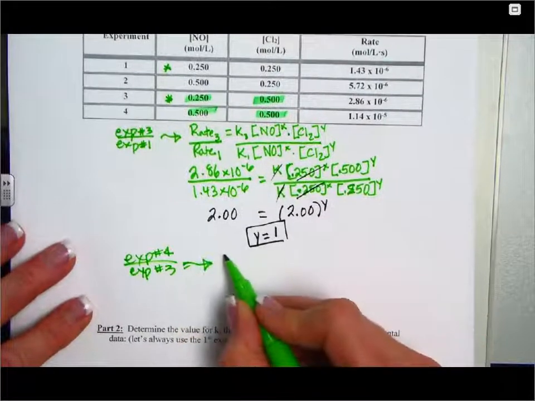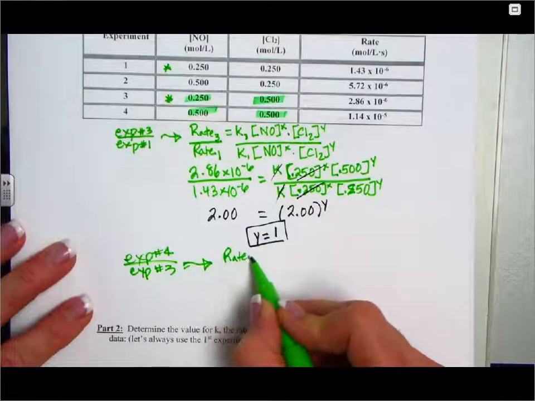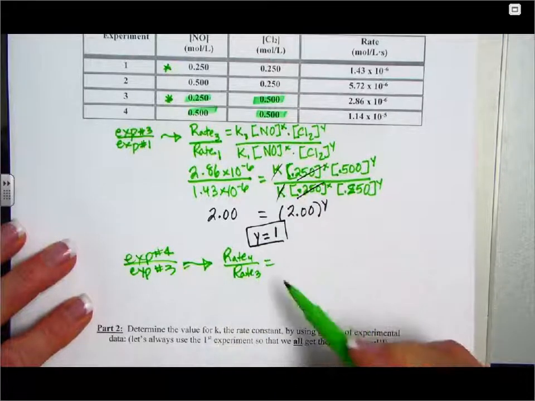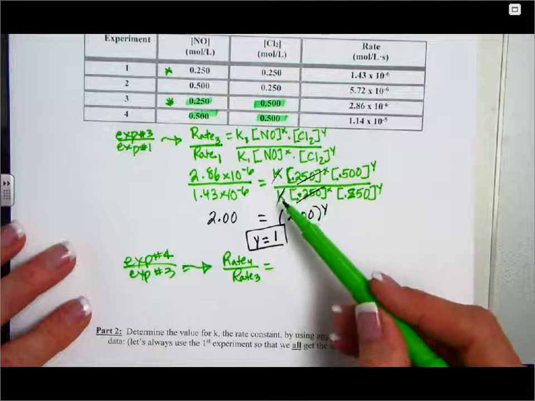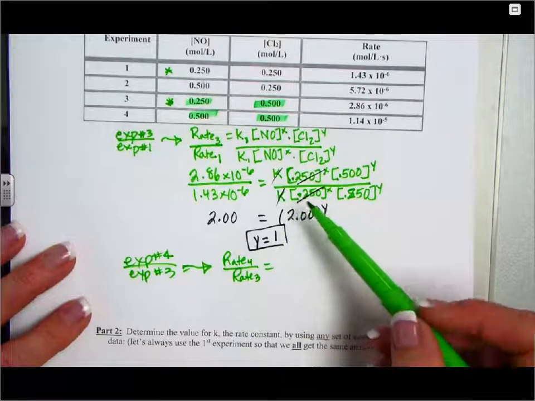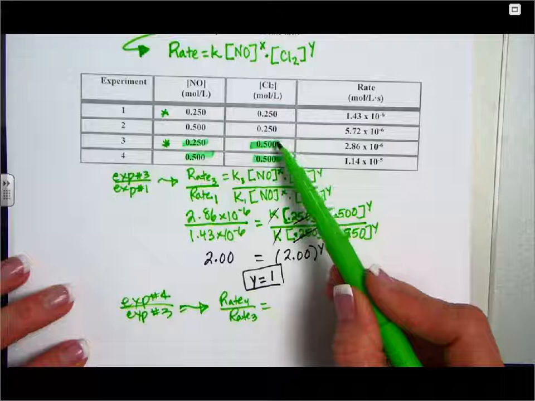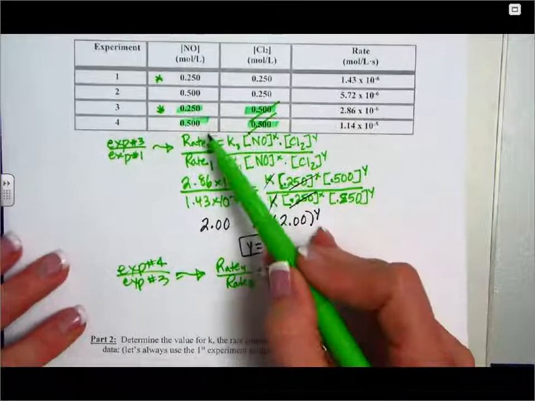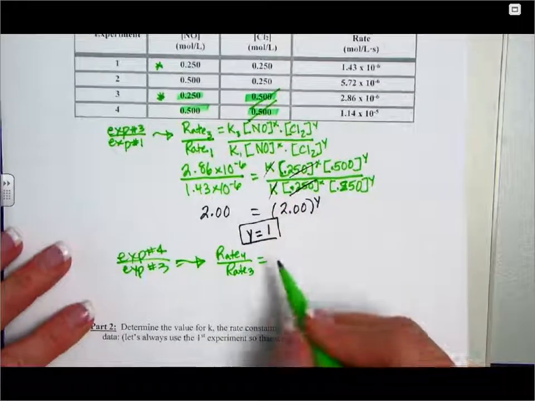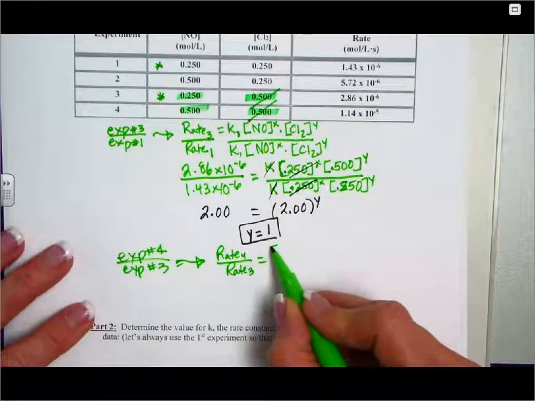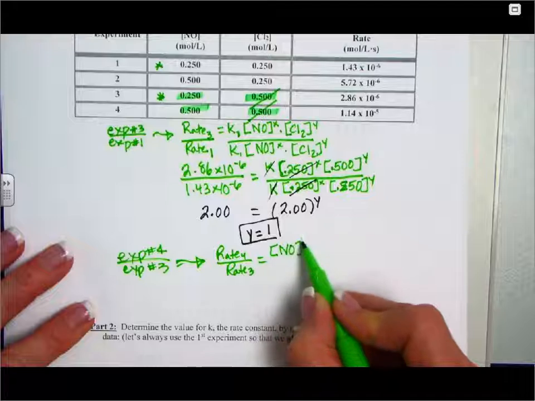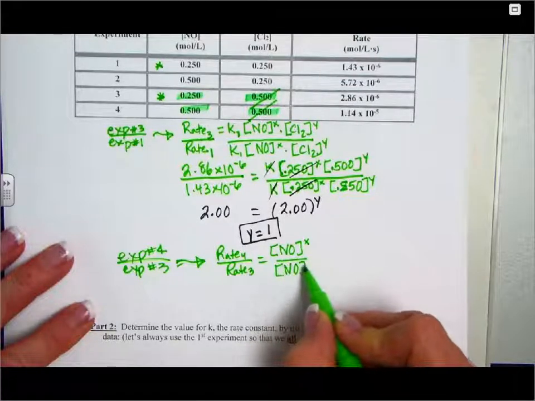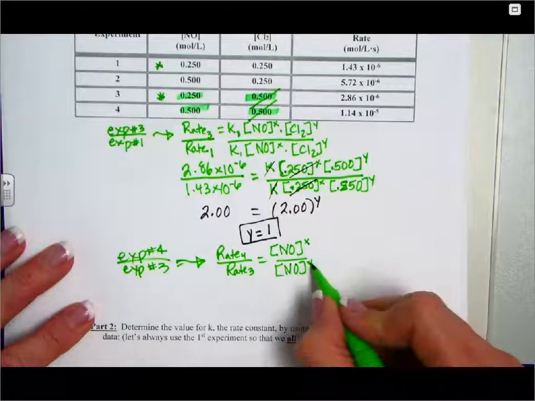Okay, so I'm going to just say rate of 4 over rate of 3 equals. Now, since the k's always cancel because they're constants, the other thing that will cancel is the one that's staying the same. So in this case, the Cl2 is exactly the same. It will cancel. So I just need to worry about the concentration of the NO. So I'm going to plug in concentration of NO to the x power. I'm sorry, to the x power here.